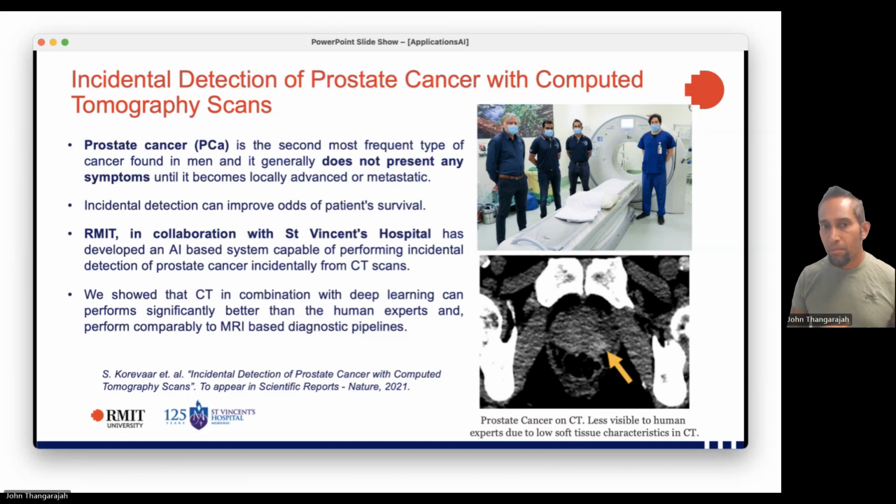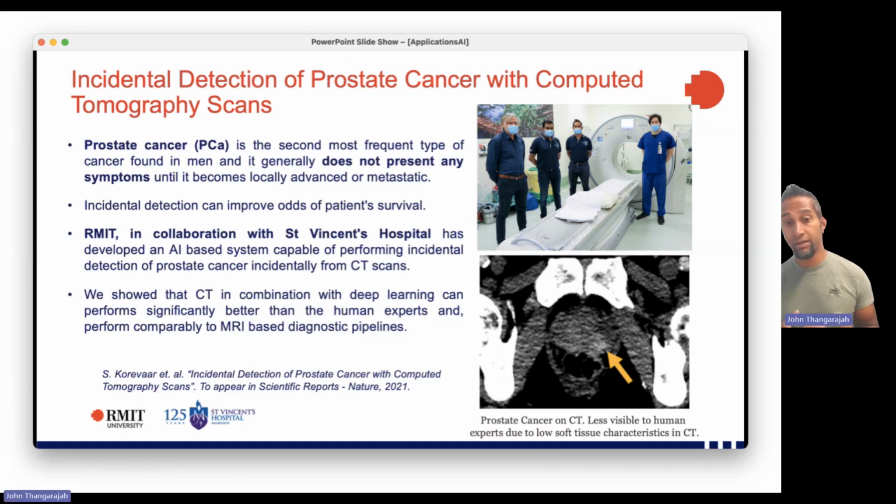But if you take a CT scan, it is less visible, right, to the naked eye, to the human eye. So we trained a machine, using computer vision, we trained an algorithm, a model, if you like, to be able to detect the presence of prostate cancer if there is in CT scans, and we had good success. And this is work that we did with doctors in St. Vincent's, as you can see from the photo up there.